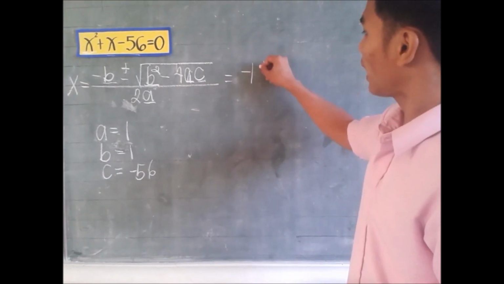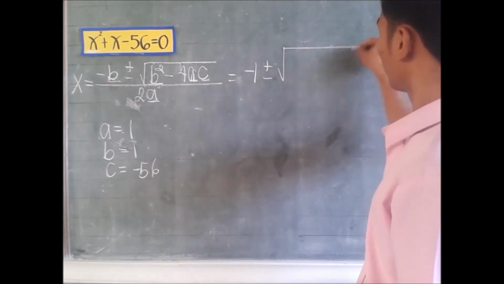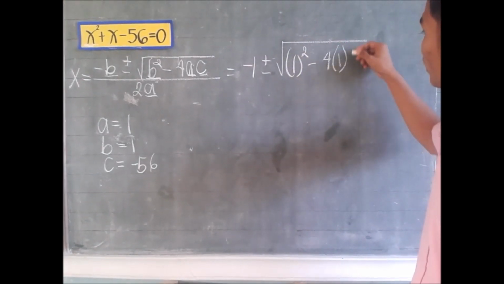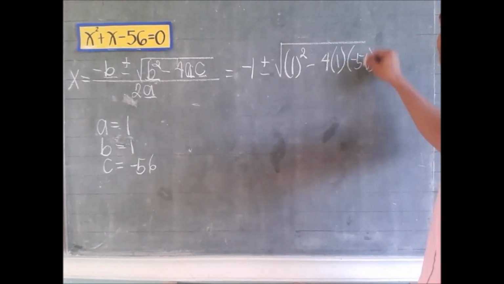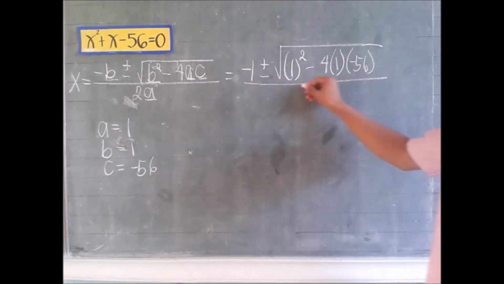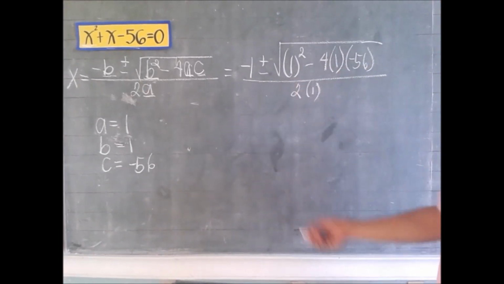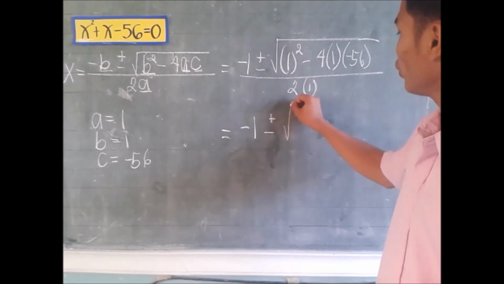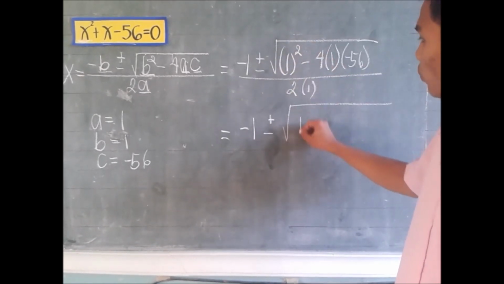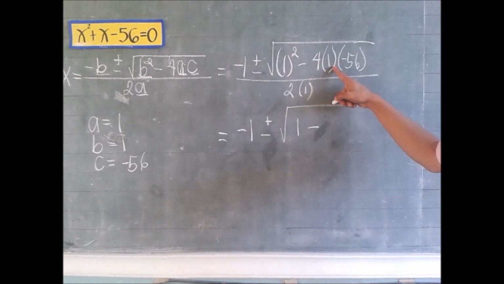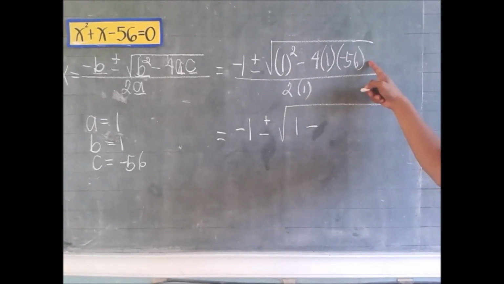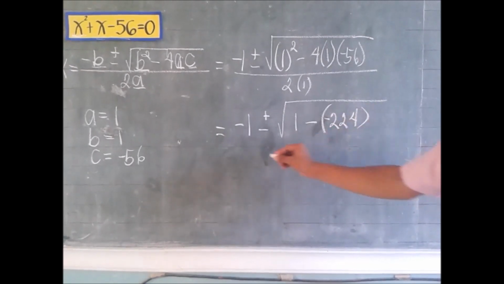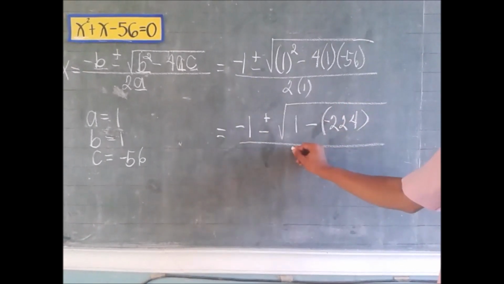Negative 1 plus minus square root of 1 squared minus 4 times 1 times negative 56 all over 2 times 1 is equal to negative 1 plus minus square root of 1 times 1 is equal to 1 minus 4 times 1 is equal to 4 times negative 56 is equal to negative 224. And over 2 times 1 is equal to 2.